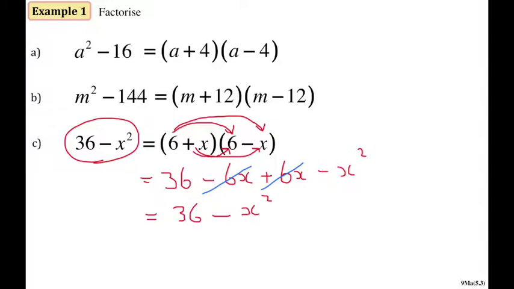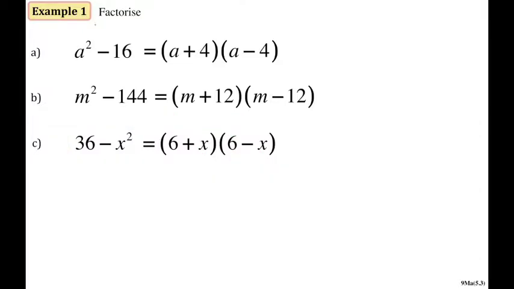When we factorize, it means put it into bracketed form. When you expand, it means get it out of bracketed form. So we're factorizing this question, so we're putting everything into bracket form.